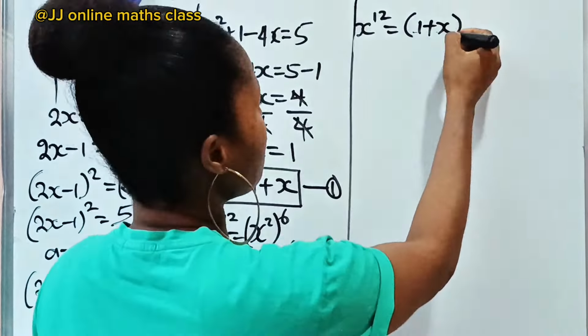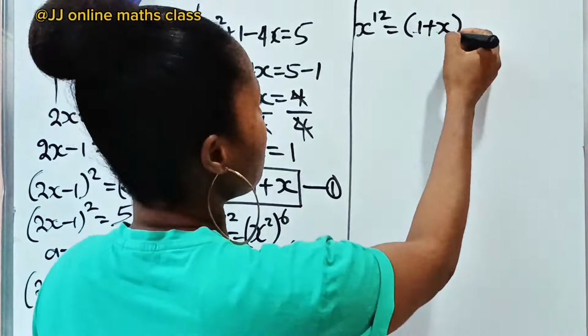Yes, because the algebra identity for that states that a plus b all squared is equal to a squared plus b squared plus 2ab. All right, now in this case, our a is equal to 1 and our b is equal to x. All right, so let's go ahead and substitute it into this particular value.